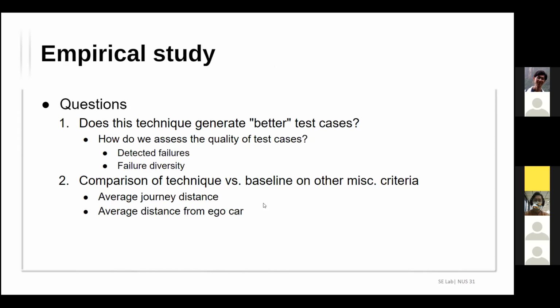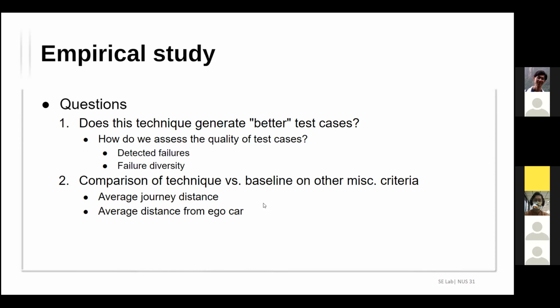So now we come to the empirical study. We've just finished covering the proposed technique and how it works. Now the authors raise two questions. The first is, is this technique actually better? Does it actually generate better test cases? And the second is the comparison of the technique versus the baseline on other miscellaneous criteria, not directly linked to the quality. When we talk about whether it's a better test case or not, of course, we need to talk about the criteria on which we measure the quality of the test case.